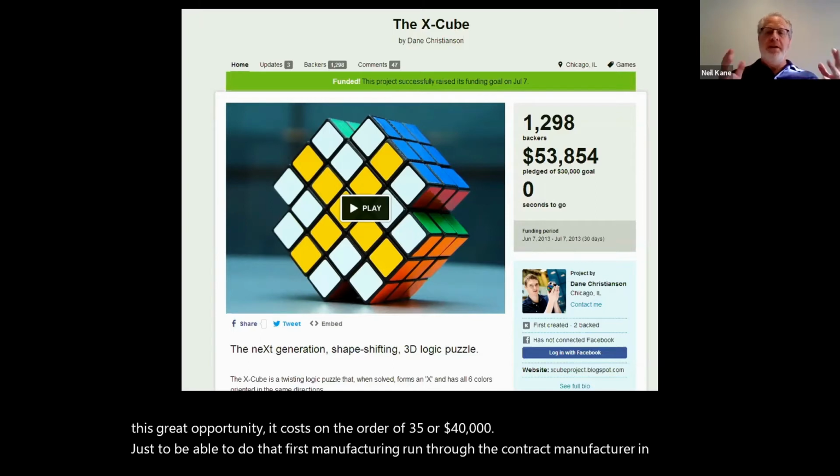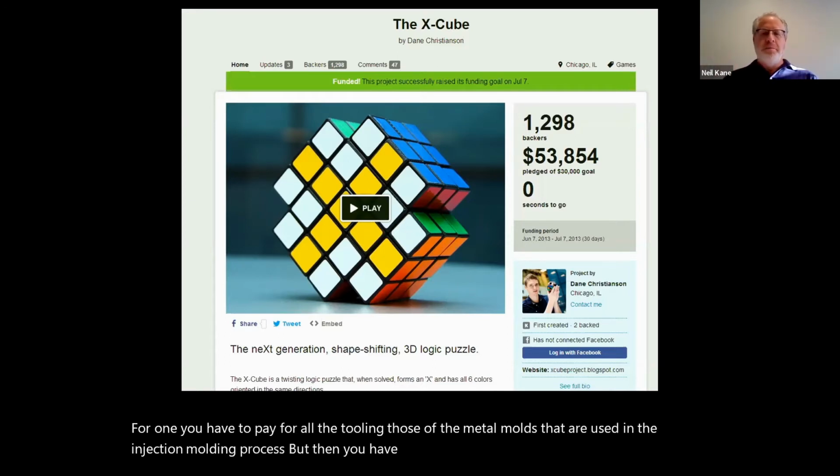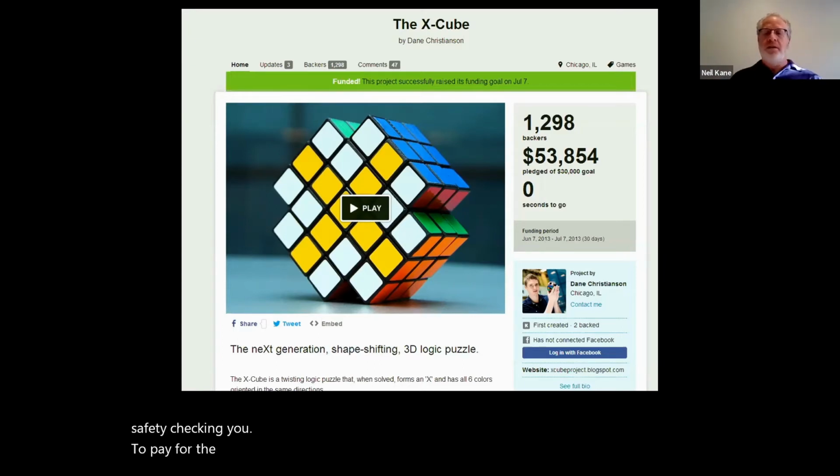For one, you have to pay for all the tooling. Those are the metal molds that are used in the injection molding process. But then you have to pay for the design, you have to pay for the safety checking, you have to pay for the package design, okay? And all of those are one-time costs before you ever start making anything.